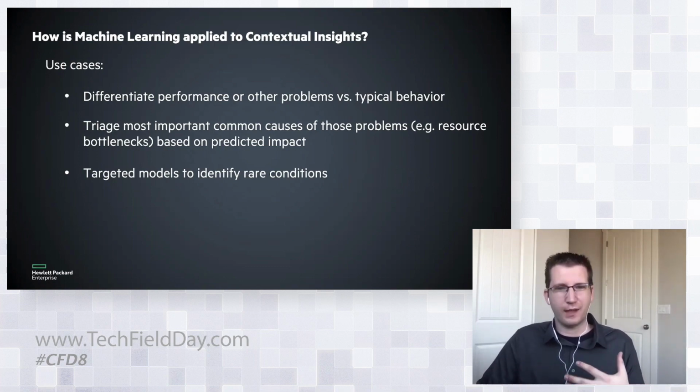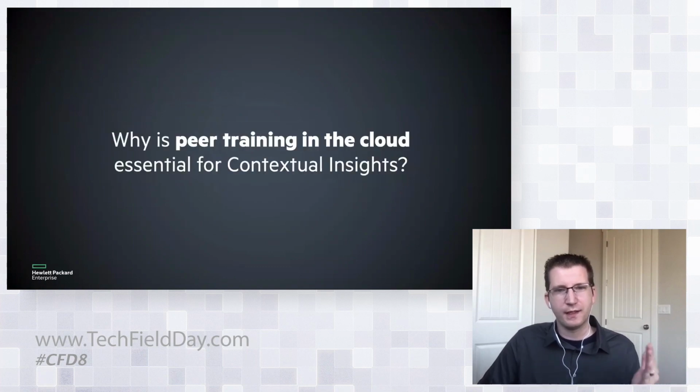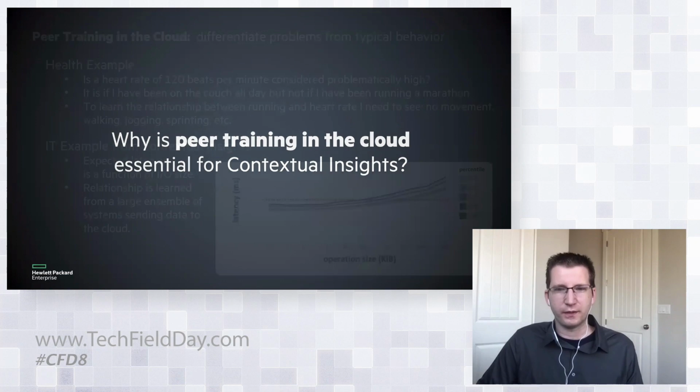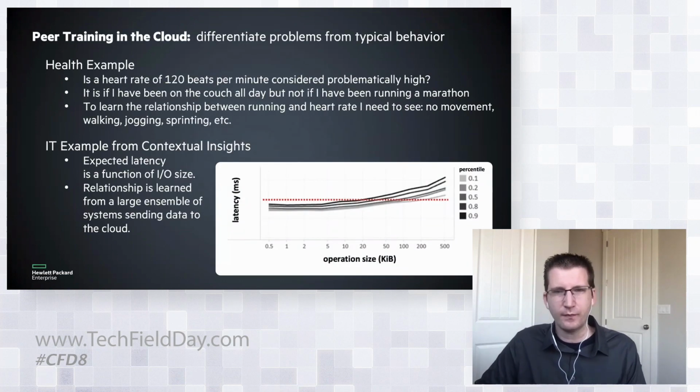How do we use machine learning models to help those targeted use cases? We'll go into that as well. So I'll go into each of these 3 situations, specifically highlighting why peer training in the cloud, where you're looking at that ensemble of users as a whole, is very powerful for solving these 3 use cases, right? So first one, differentiating problems from typical behavior.